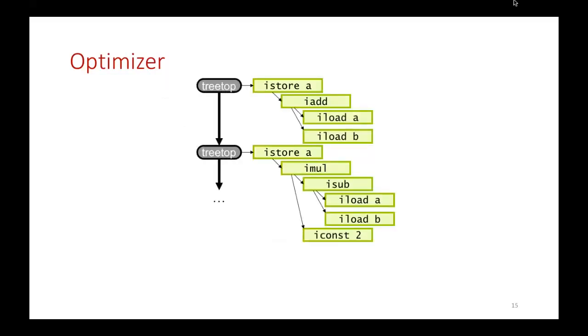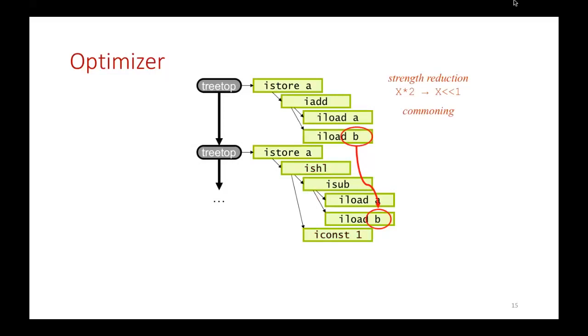Okay, so just a quick example of some of the things that we can do. If we look at a couple of treetops in order, one of the things that can get done is a strength reduction optimization. So basically, by analyzing this code, we can figure out that we can replace the multiply with a shift instruction. So let's go ahead and do that.